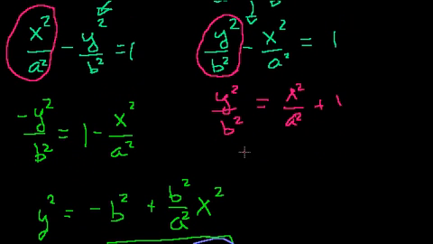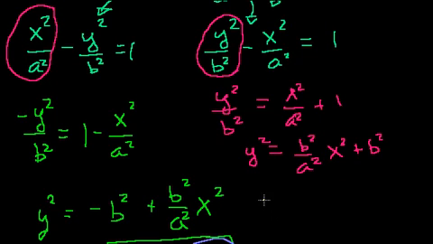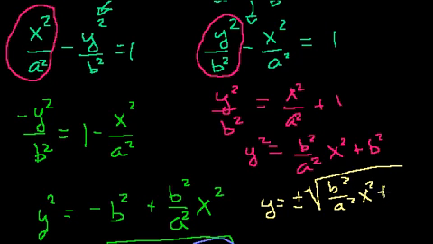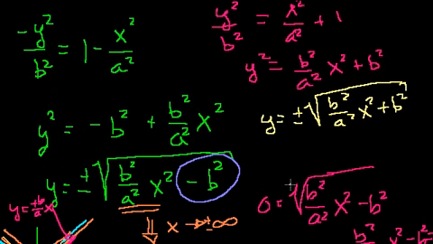Multiply both sides by b squared. y squared is equal to b squared over a squared x squared plus b squared. Got to distribute the b squared. Now take the square root. I'll switch colors for that. So y is equal to the plus or minus square root of b squared over a squared x squared plus b squared. And then once again, I've run out of space.